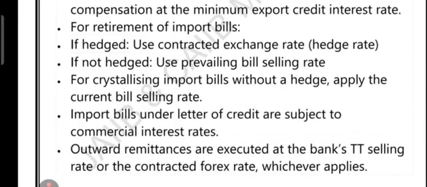What about retirement of the import bill? For an import bill, if the payment is hedged, use the contracted hedge rate. Or if the payment is not hedged, use the current bill selling rate. So these are the 2 conditions. If it is hedged, use the contracted hedge rate. If it is not hedged, then use the current bill selling rate.